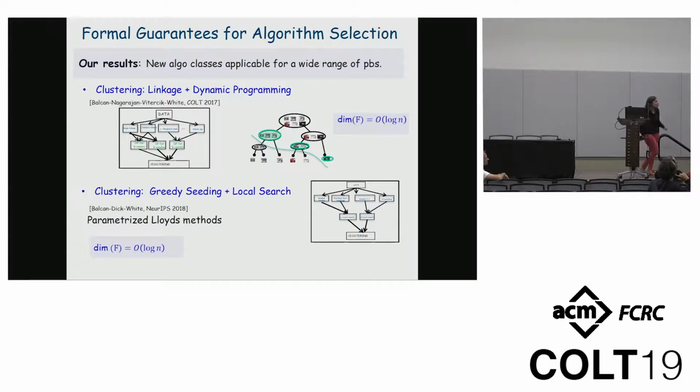In our own work, we looked at several different types of problems and several algorithm families for those problems, and we were able to analyze the pseudo-dimension of these algorithm families. For example, for clustering problems, we look at parameterized families of procedures where we first do linkage followed by dynamic programming. We also looked at how to initialize Lloyd's method. We have an infinite parametric family of ways to initialize Lloyd's method, and we can also analyze the pseudo-dimension of that.